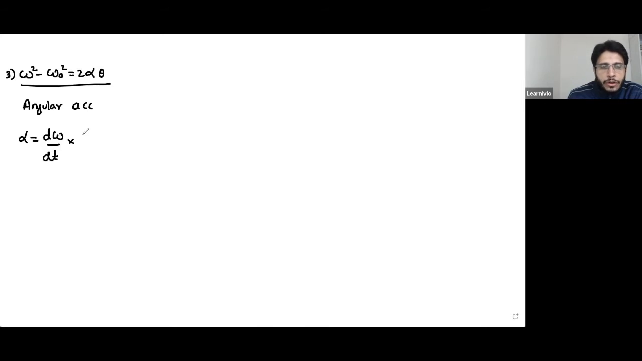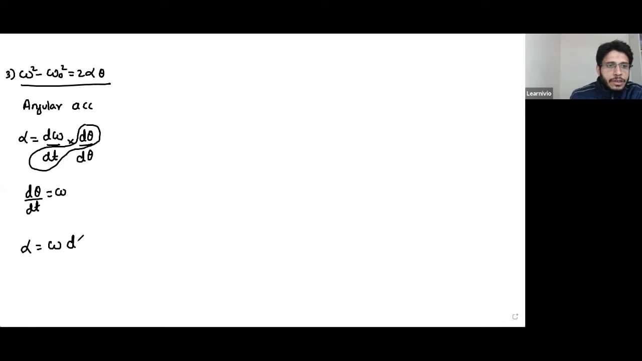To eliminate time, you can do one thing. You can multiply numerator and denominator by d theta. This d theta over dt is omega. So you can write your alpha as omega into d omega over d theta. You can multiply this d theta to the left hand side. Alpha d theta is omega d omega.